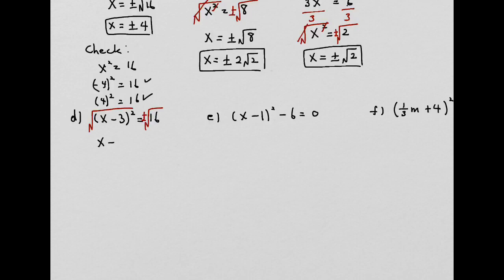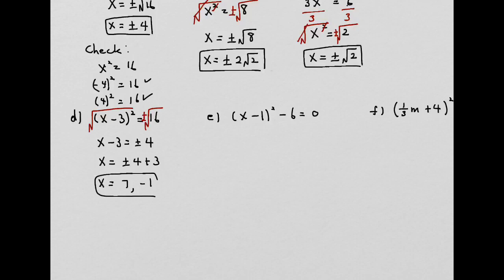So you get x minus 3 on one side. And then you have plus minus square root of 16, which is 4. And then in order to solve for x, isolate x by adding 3. Then when 4 is positive, you get 7. When 4 is negative, negative 4 plus 3 will be negative 1.